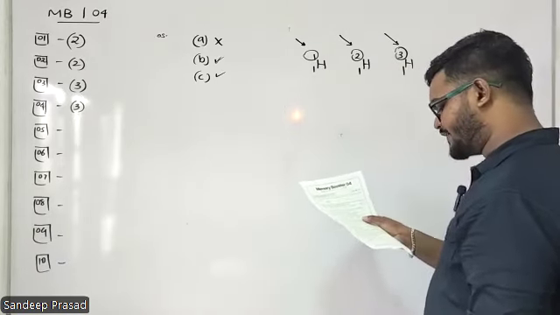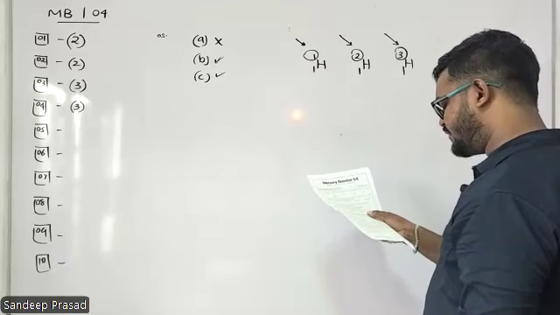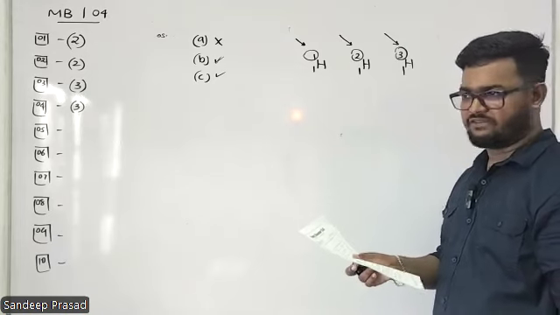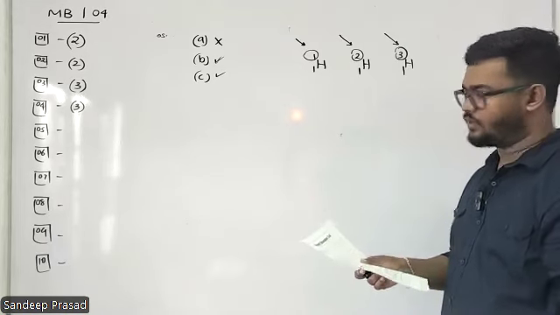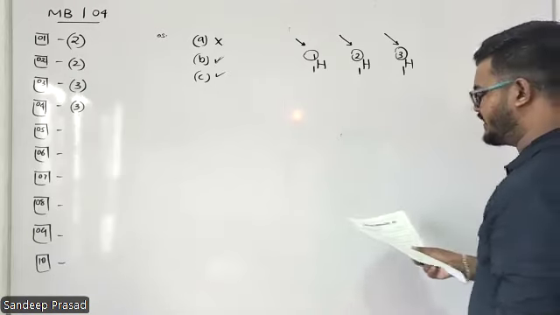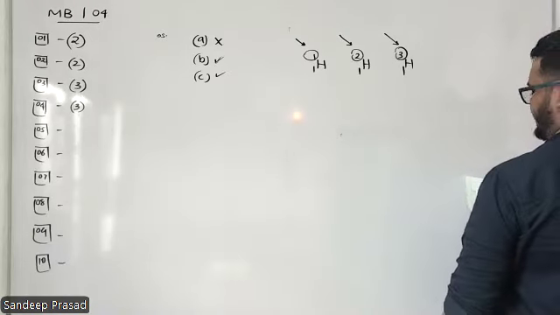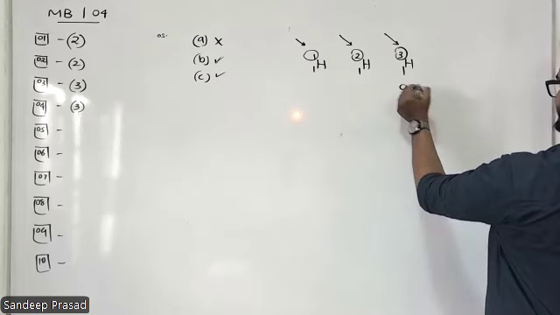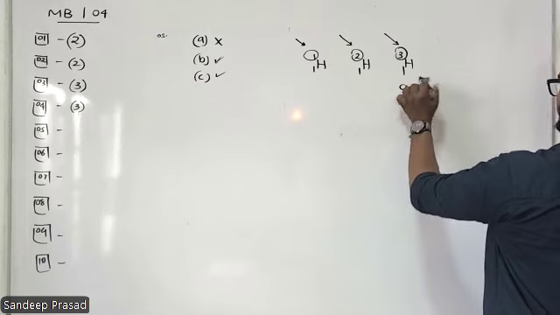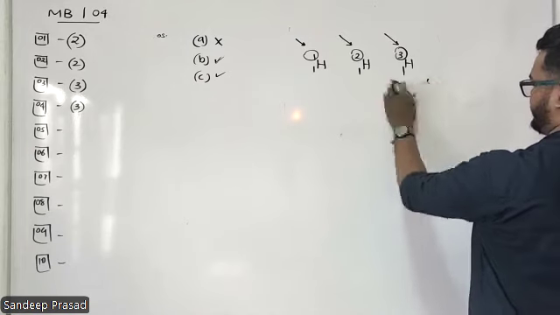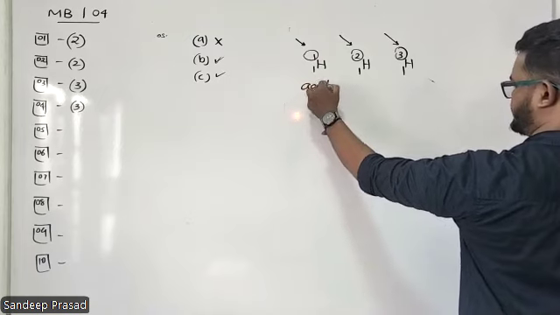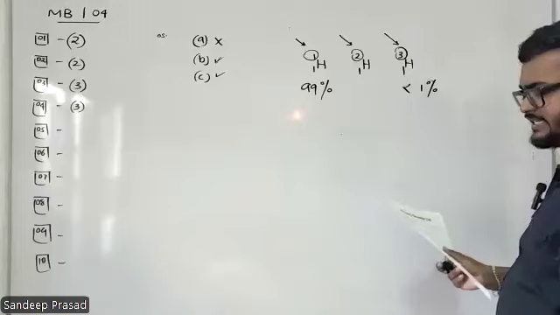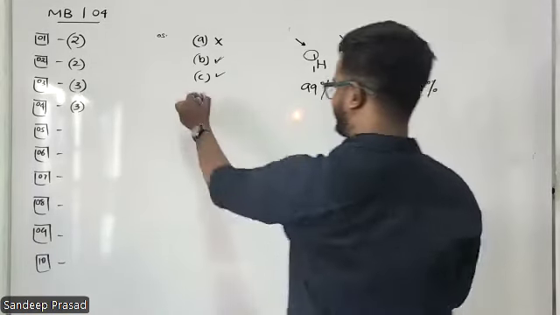D: All isotopes of the same element have equal abundance. No, that is wrong. We cannot say that all the isotopes have an equal abundance and stability. Only some isotopes have a high relative abundance, for example this one is 99%, while this one is even less than 1%. So the D statement is wrong.